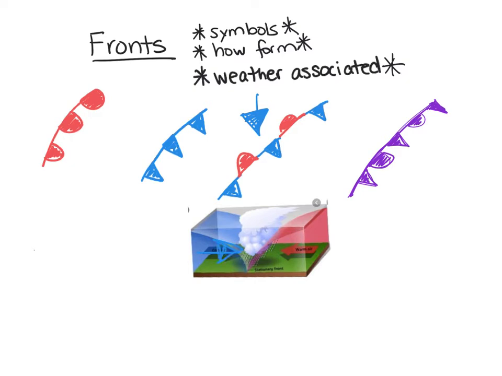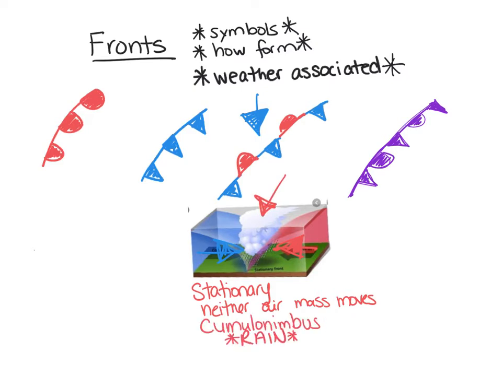When we have a stationary front, we have a cold air mass and a warm air mass that are both pushing on each other, and neither of them are moving. In this kind of front, we can see that we also get the formation of cumulonimbus clouds.